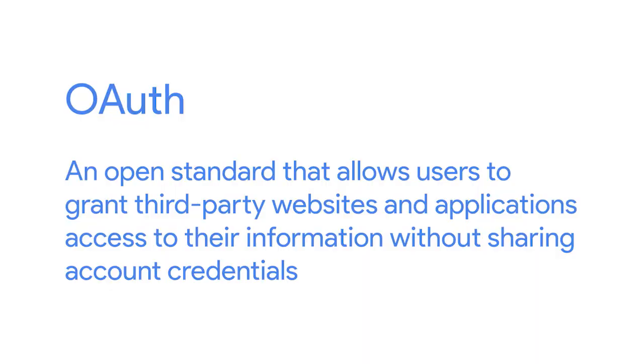OAuth is an open standard that allows users to grant third-party websites and applications access to their information without sharing account credentials. This can be thought of as a form of access delegation because access to the user's account is being delegated to the third party. This is accomplished by prompting the user to confirm that they agree to permit the third-party access to certain information about their account. Typically, this prompt will specifically list which pieces of information or access are being requested.